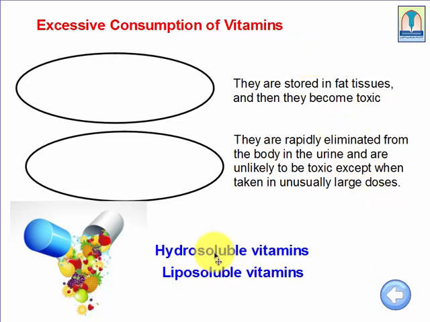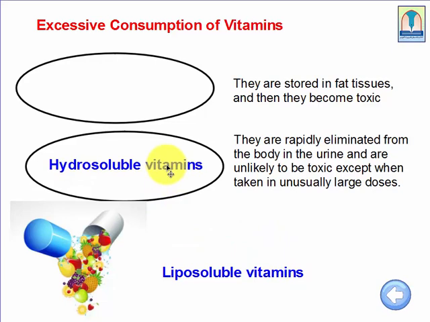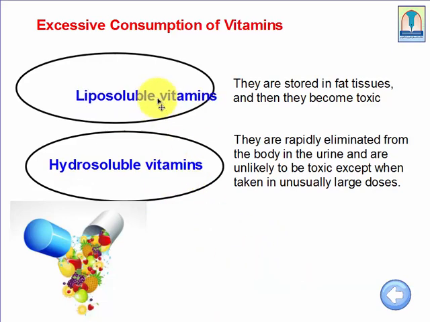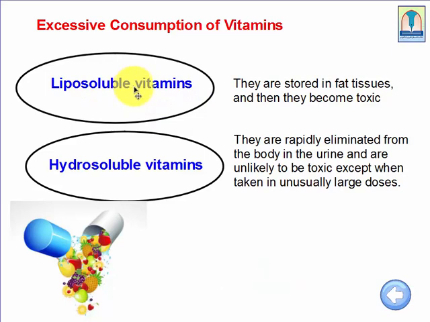Which one do you think is the effect of the excessive consumption of hydrosoluble vitamins? It's clear that the second one is for the hydrosoluble vitamins and the first one is for the liposoluble vitamins. So from the effect we can know that the excessive consumption of liposoluble vitamins is the one where they are stored in fat tissues and then they become toxic.